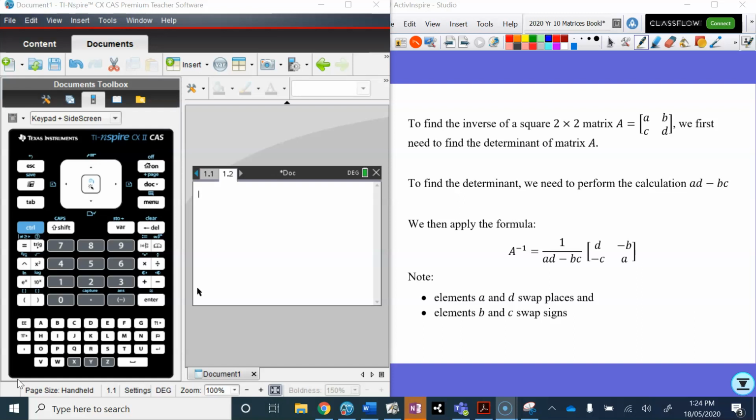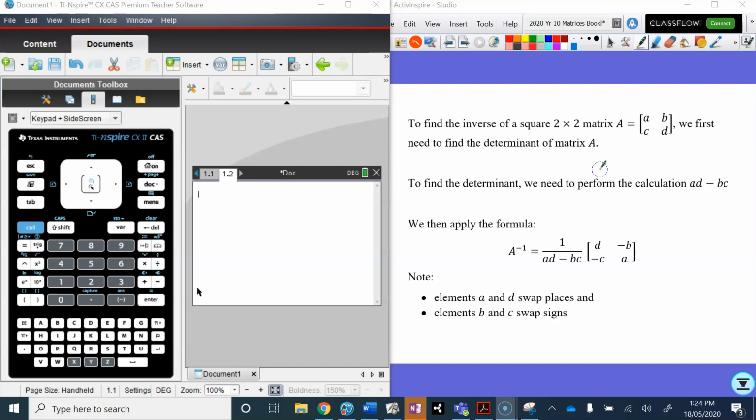And to find that determinant, which is just a number, we need to perform the calculation A times D subtract B times C. And A and D and B and C simply refer to a position within that 2 by 2 matrix. So for example, B refers to the top right hand element, C refers to the bottom left hand element, and so on. So once we've figured out what those elements are, we multiply A times D and we subtract B times C, and that gives us a number which we call the determinant.